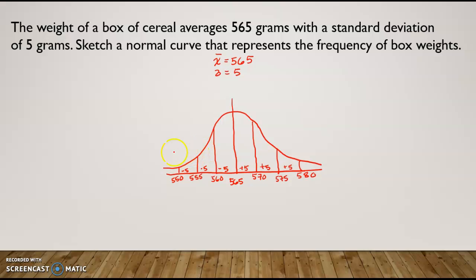So that's 3 standard deviations from the mean. This is 2 standard deviations from the mean. And each of these, you've got 1 standard deviation away from the mean on either side, 2 on either side, and 3 on either side.